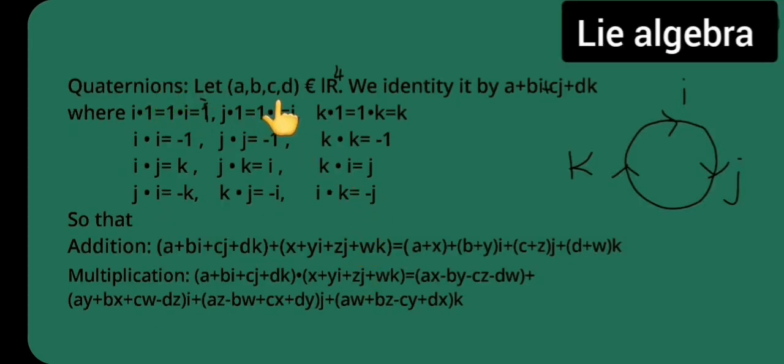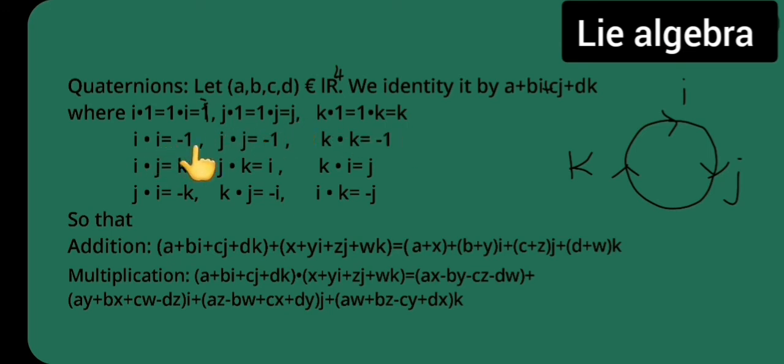So this is my quaternions. Let A, B, C, D belong to R4. We identify it by A plus Bi plus Cj plus Dk. You have to know this basically: i times 1 is equal to 1 times i, which gives nothing but i. Similarly with j and k: for j you will get j, and for k times 1 you will get k.